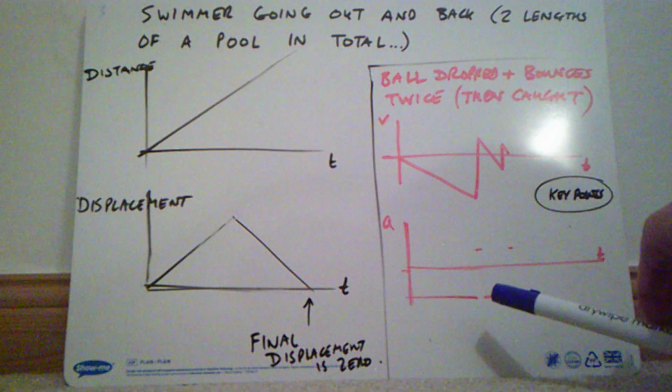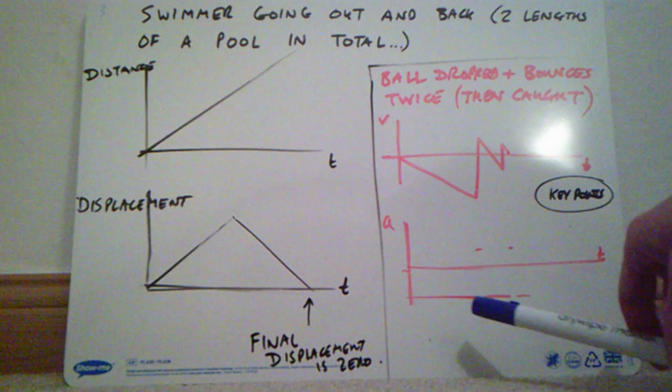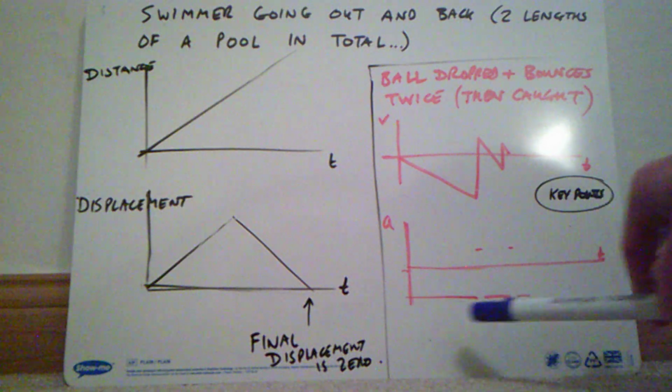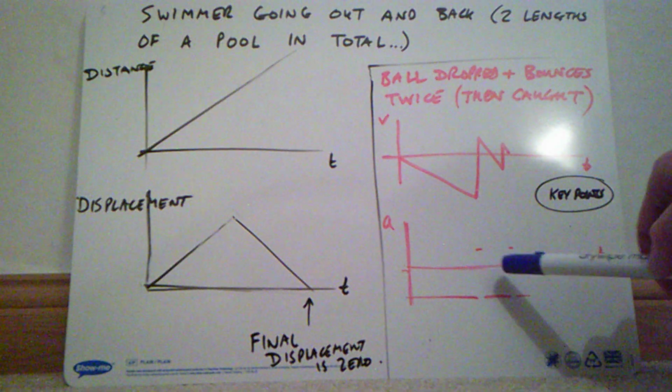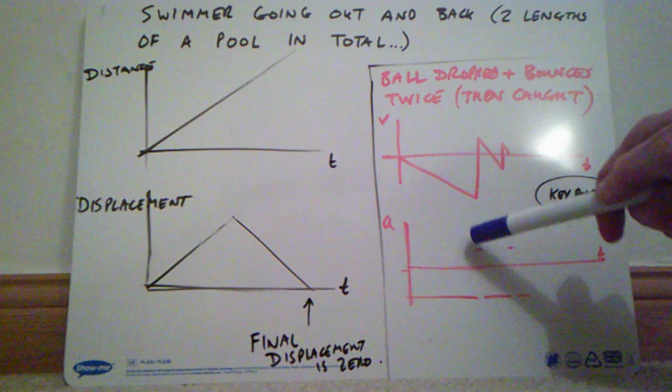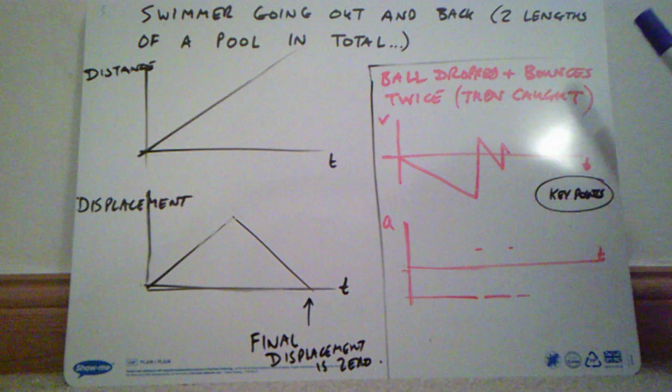Well, any of the time it's not being supported by the ground, it has a constant negative 9.8 meters per second squared. At those points where it is being supported by the ground, in other words, the duration of the bounce, it has a positive acceleration or positive influence.